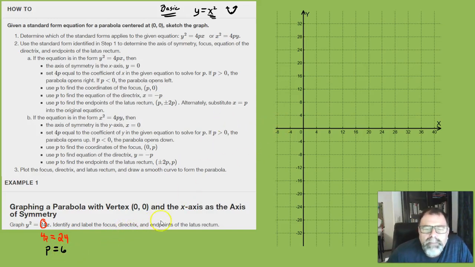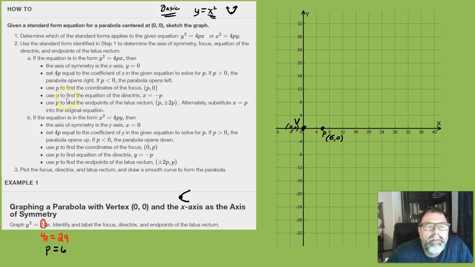So I kind of just keep in my mind, this is opening sideways. The vertex is at 0, 0, and it's opening sideways, so the focus would be 6, 0. My vertex, 0, 0. Okay, if p is greater than 0, it's opening to the right. If p is less than 0, it's opening left. Okay. Use p to find the coordinates.